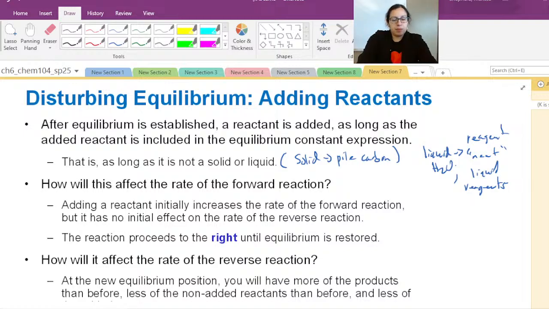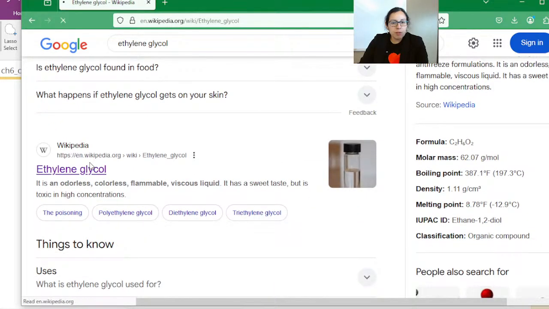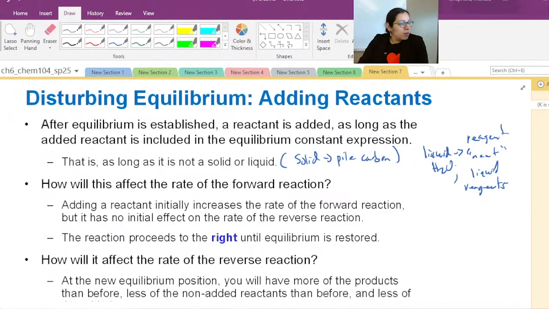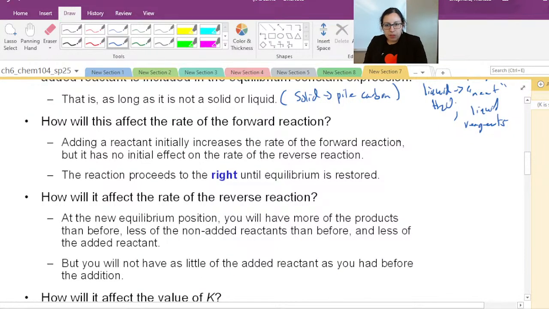I'm just trying to point out, let's just say you had ethylene glycol. The only reason I picked ethylene glycol is because it's a liquid. It's just saying if you're using a pure liquid reagent and you add it in there, it's not going to change the concentration. But generally, we're not working with that. In lab, you're usually working with solutions.